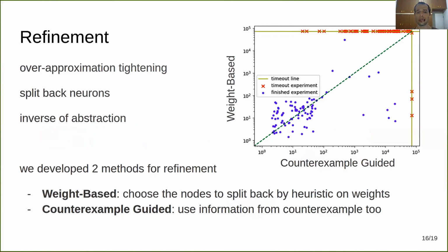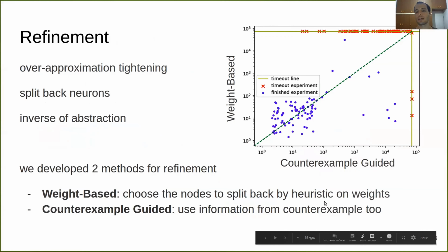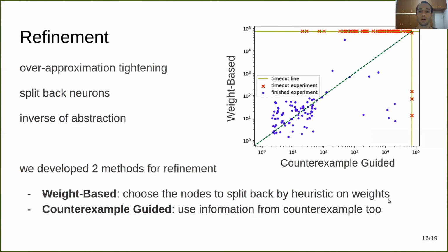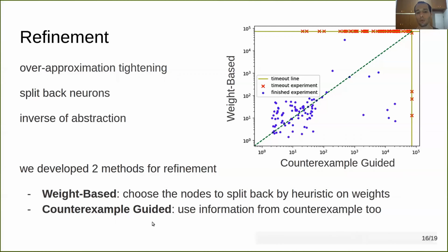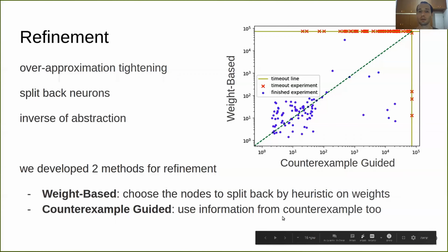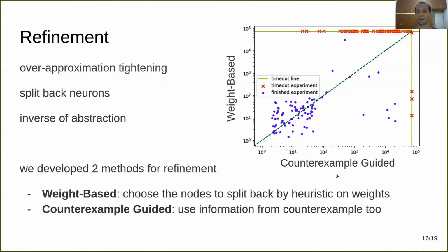We developed two methods for choosing the best nodes to split back. The first method is the weight-based method, where we choose the node to split back by some heuristic on the difference between the weights of the output edges in the original and the current network. And the second method is the counterexample-guided method, where we also use the information from the counterexample returned by the verification tool. You can see that the counterexample-guided method is a better approach, mainly according to the number of timeouts in the weight-based method.